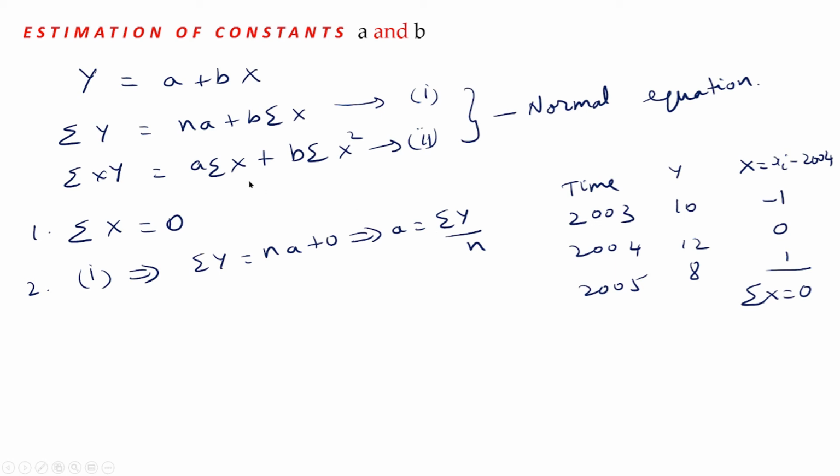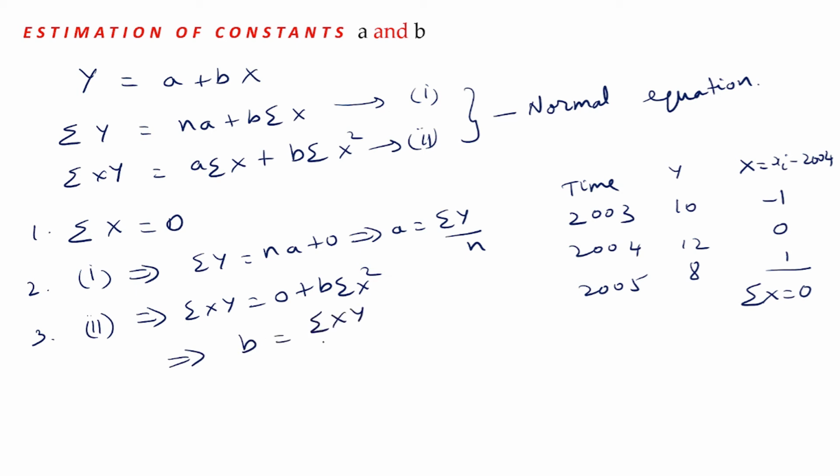Now if we put summation x as 0 in the second equation, we will be able to find b. So 2 implies summation xy equal to 0 plus b summation x square. This implies b is equal to summation xy upon summation x square. So we can find the values of a and b using this relation. The first step is we have to shift the origin, and then we can find summation y, summation xy and summation x square. By substituting all these values, we can find a and b and the trend line.